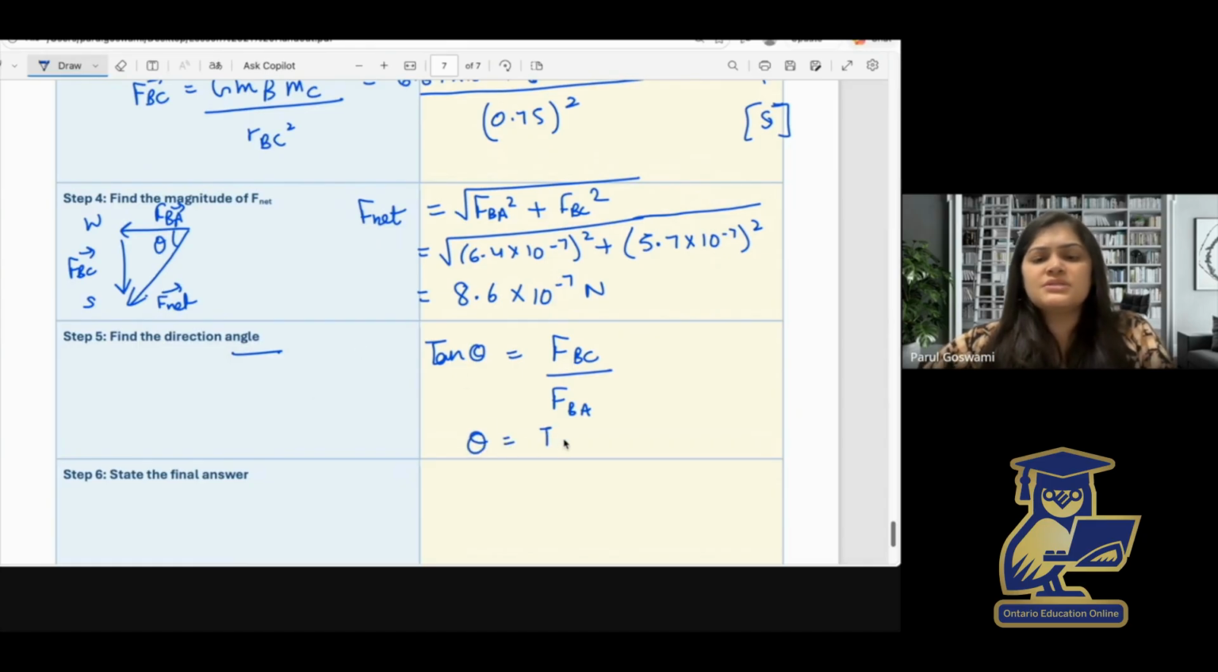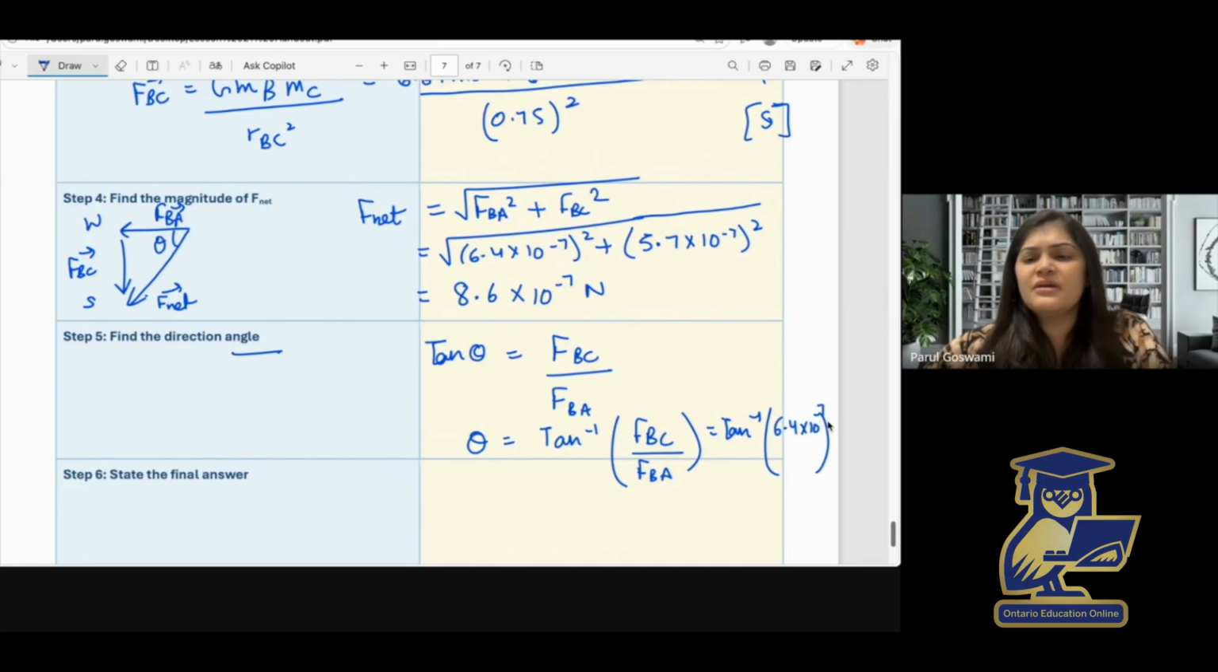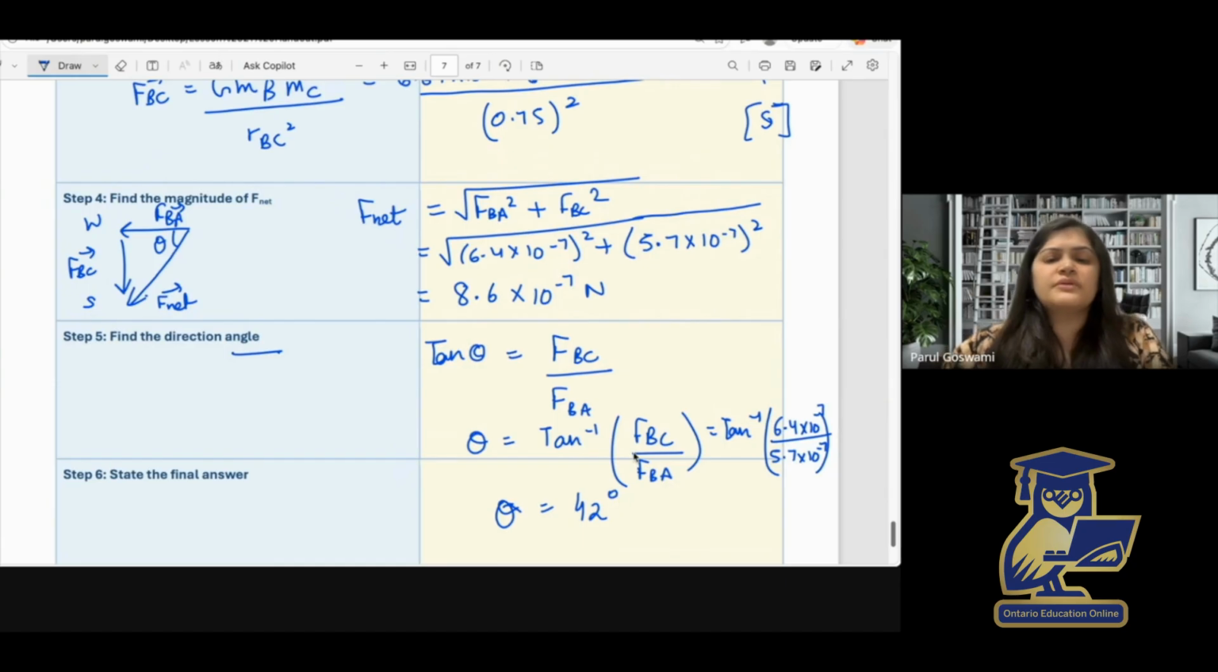Now I can plug in the values here. So theta equals tan inverse of FBC over FBA. We can write this as tan inverse of 5.7 times 10 raised to the power negative 7 over 6.4 times 10 raised to the power negative 7. On solving, we will get theta equals approximately 42 degrees.